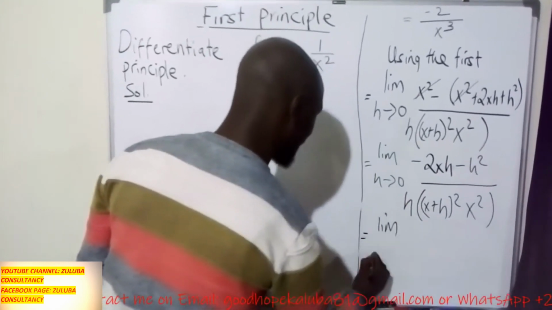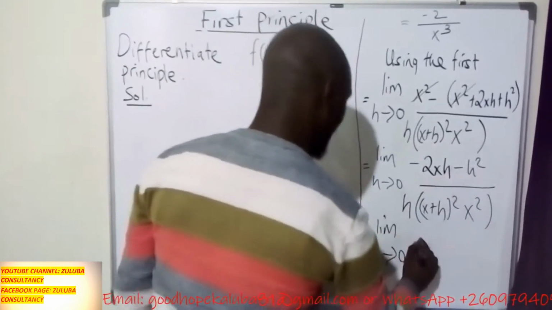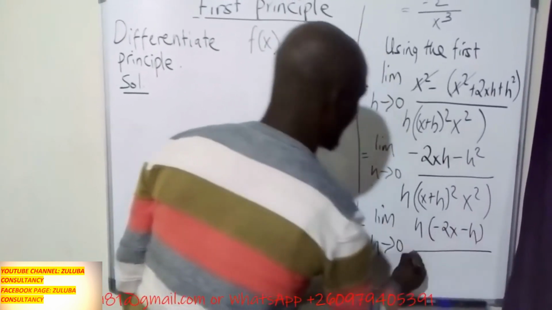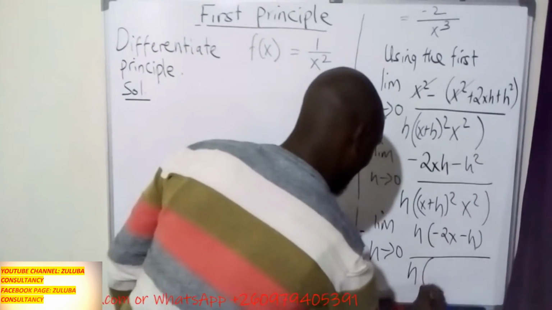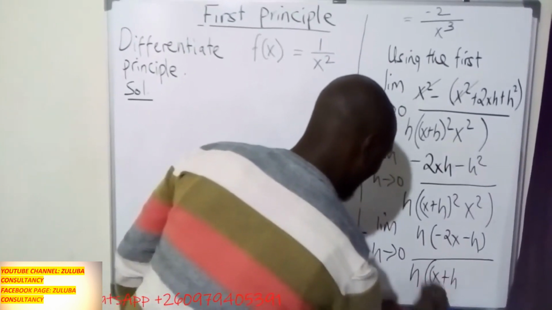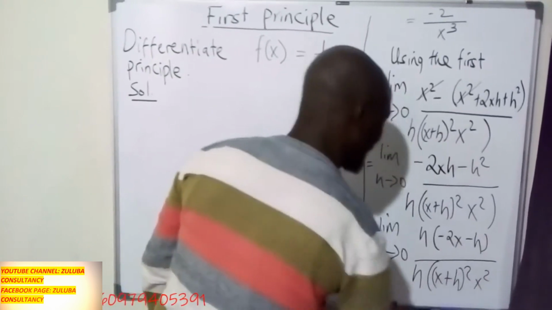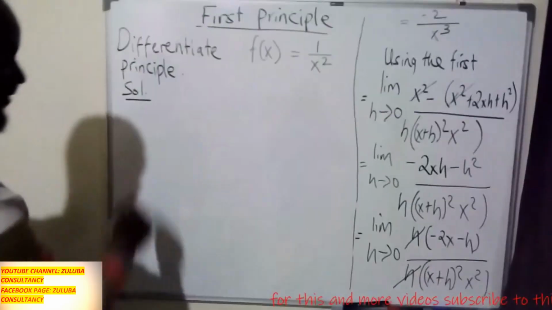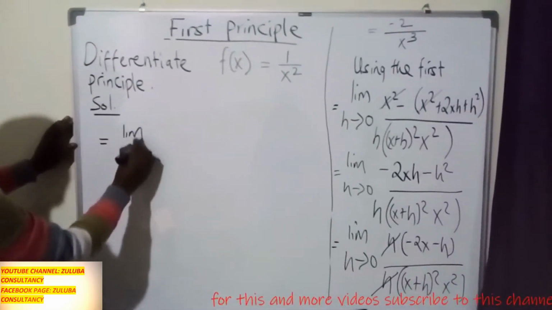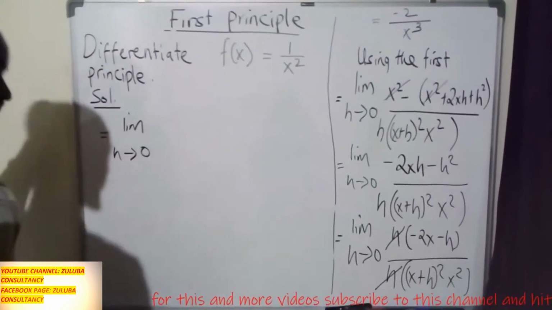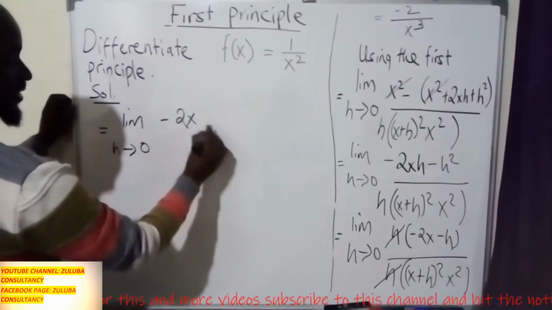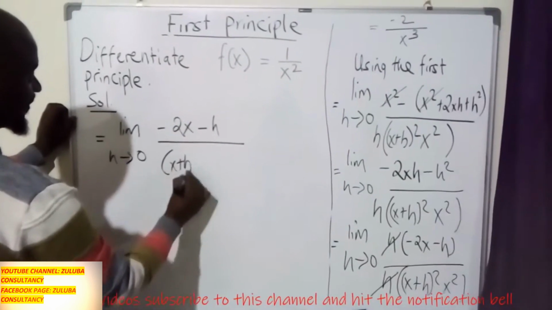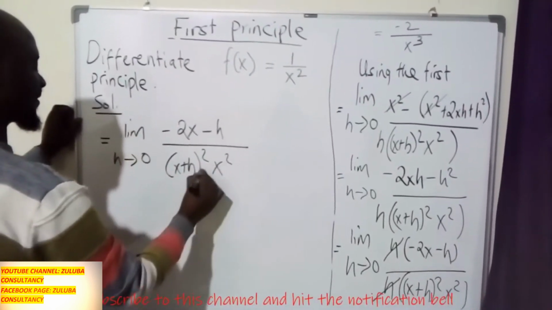So this will be the limit when h goes to 0 of h times negative 2x minus h, then divide by h, x squared, x squared. Okay, so I'm going to simplify here. This will be the limit as h approaches 0 of negative 2x minus h divided by x squared, x squared.